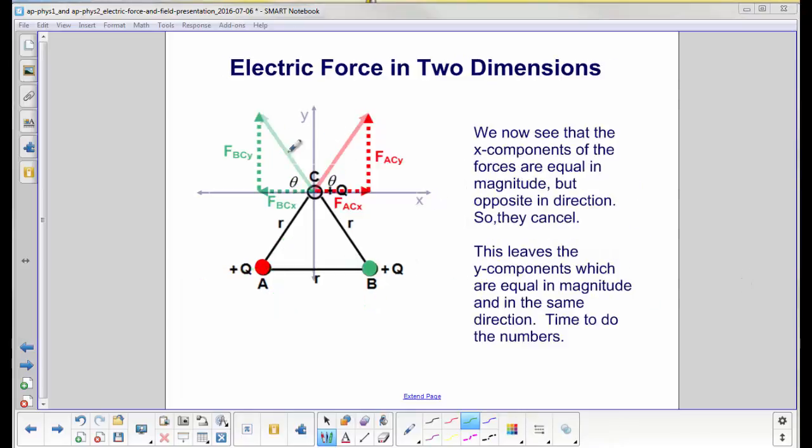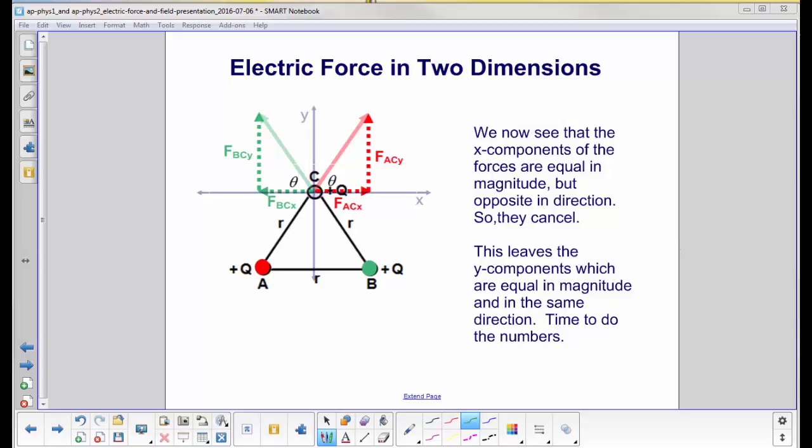We resolve each vector into its x and y components. And we know that since the force of BC equals the force of AC, and that these angles theta are the same, we have to have the magnitude of ACY equal to BCY, and the force of BCX equals the magnitude of force of ACX. So what happens in the x direction? Well, these two guys cancel each other out. There is no force in the x direction. How about in the y direction? Well, they're both pointed up, so they're not canceling, so we have to add them together.